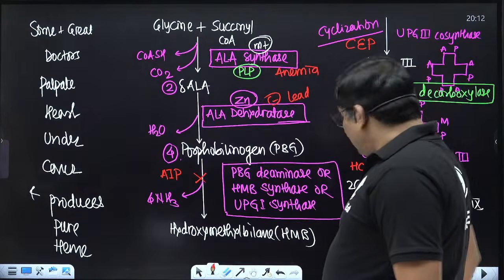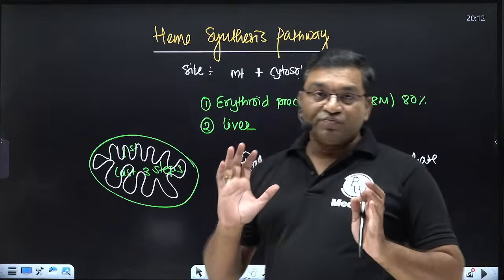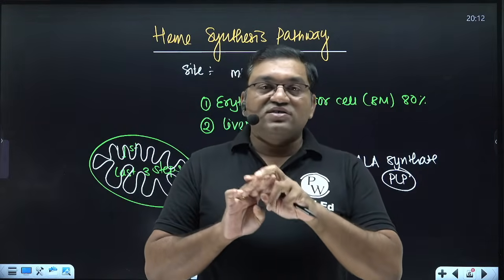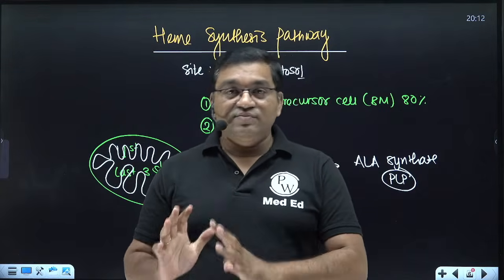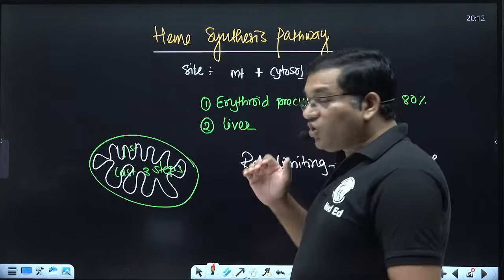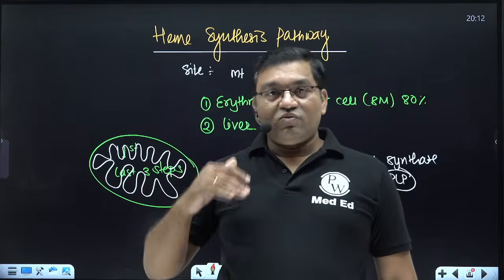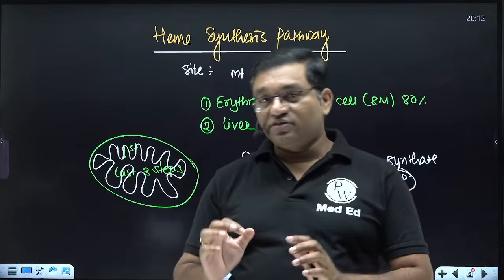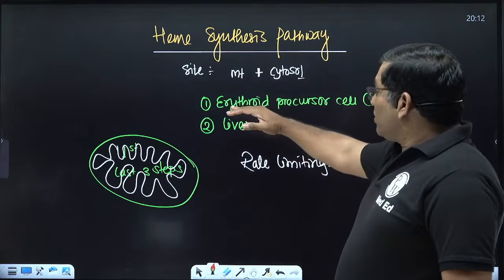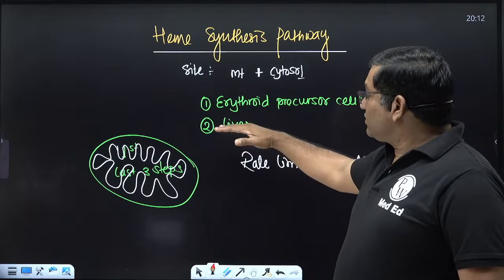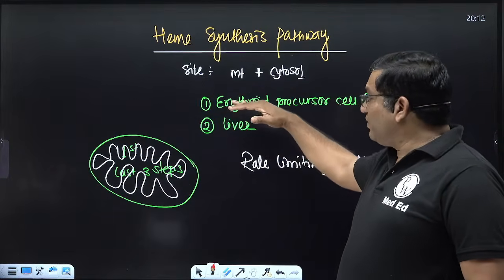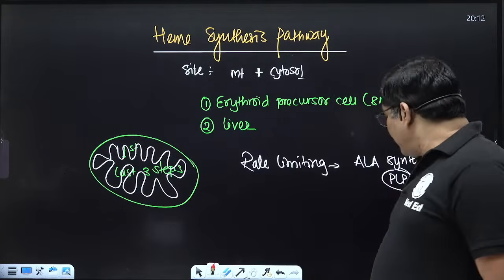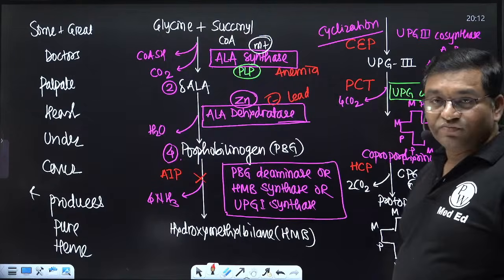Now, revision. The pathway occurs in the mitochondria and cytosol. The first step and last three steps are in the mitochondria, the rest of the steps in the cytosol. Where the oxidase steps begin downward, from there it is mitochondria. The rate limiting step is ALA synthase, the starting materials are glycine and succinyl coenzyme A. It occurs in the erythroid precursor cell and the liver, mainly 80% in the erythroid precursor cell. Synthesis occurs in all cells of the body except matured erythrocytes.